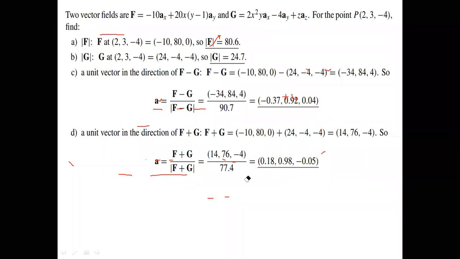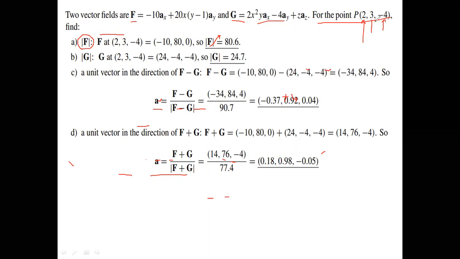Now another example. Two vectors f and g. F is minus 10x plus 20x bracket y minus 1 ay, and g is this one. So for the point P, find f magnitude. Point P is at magnitude 2 units on the x direction, 3 in the y, and minus 4 in the z direction. So we have to find the absolute f, the magnitude for the f vector.